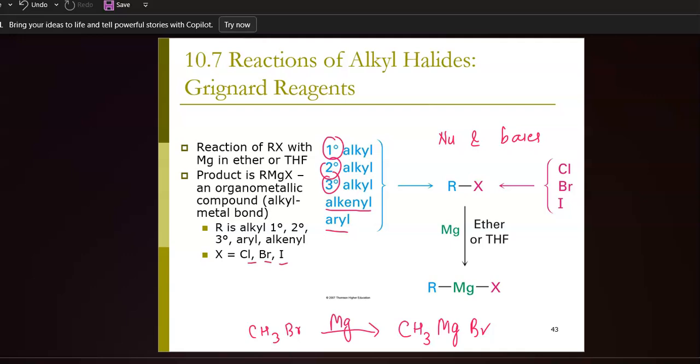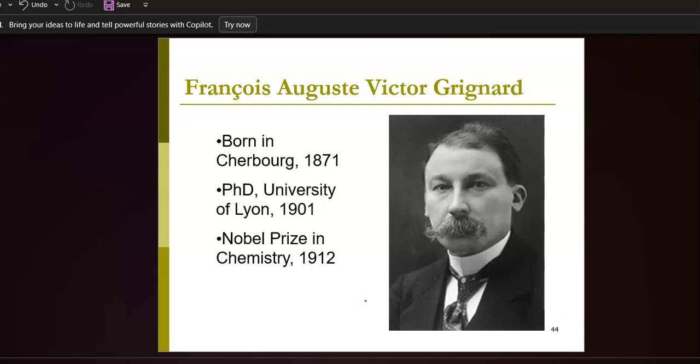Why are they acting as good nucleophiles? Because magnesium is a metal. It likes to push the electrons towards the carbon atom, making it negatively charged. Magnesium becomes positively charged, and that makes this carbon atom nucleophilic in nature. It is also basic. That means if you treat it with a proton source, it can behave as a base and abstract the proton from the acid. This is Victor Grignard. He was awarded a Nobel Prize for this really useful reagent that he synthesized, which we call the Grignard's reagent.